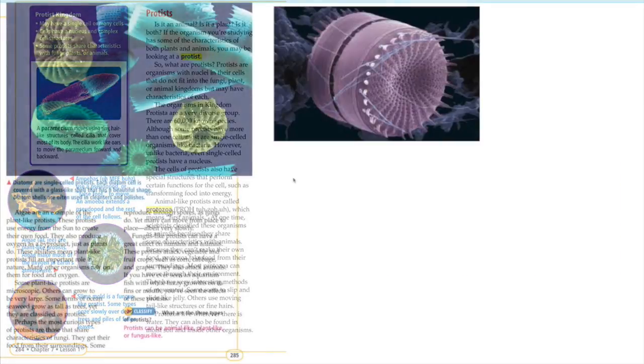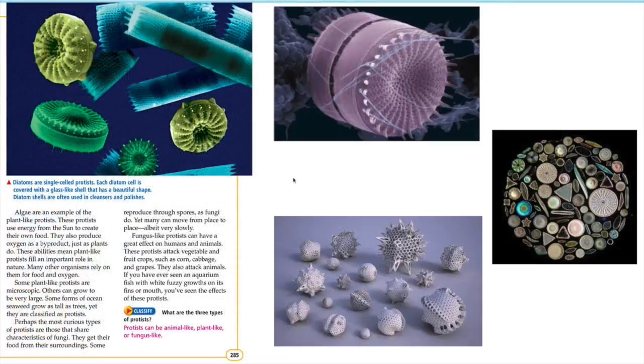Here we have some more algae. Remember, algae are those plant-like protists. These ones use energy from the sun to create their own food. And the byproduct, which means what's left over after they use up the sun's energy, is oxygen. So these plants are very important to us.